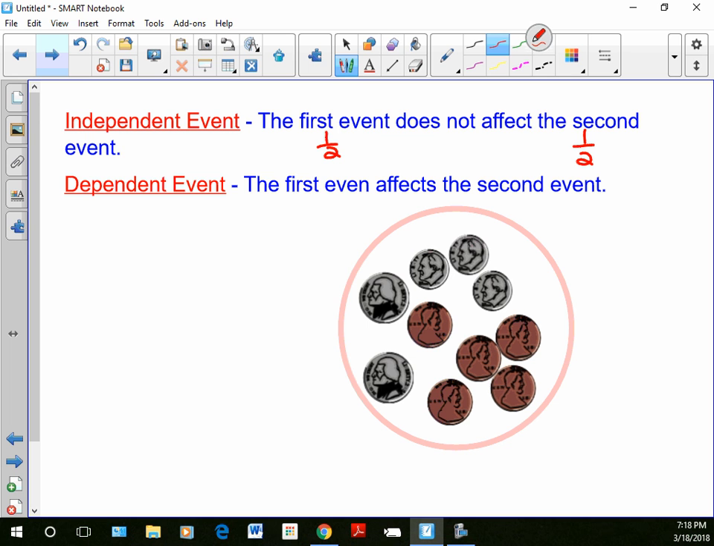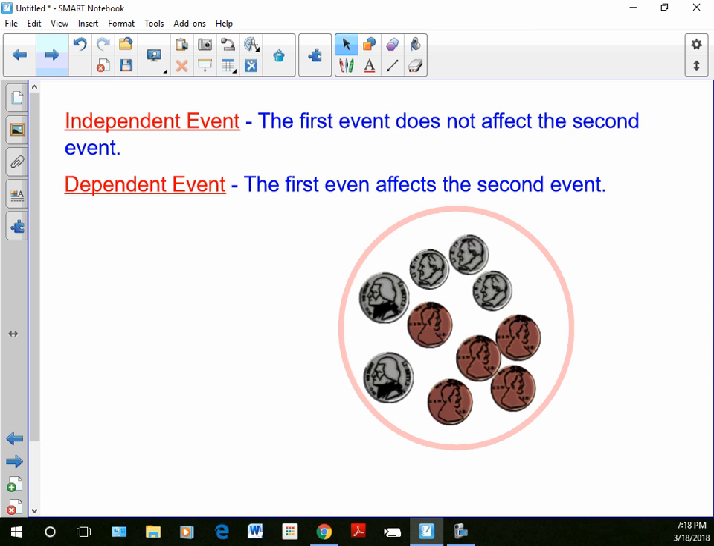So, my total chance of those happening back to back was 1 out of 4. When we multiplied 1/2 times 1/2, we got 1/4. That's called an independent event. The first event does not affect the second.